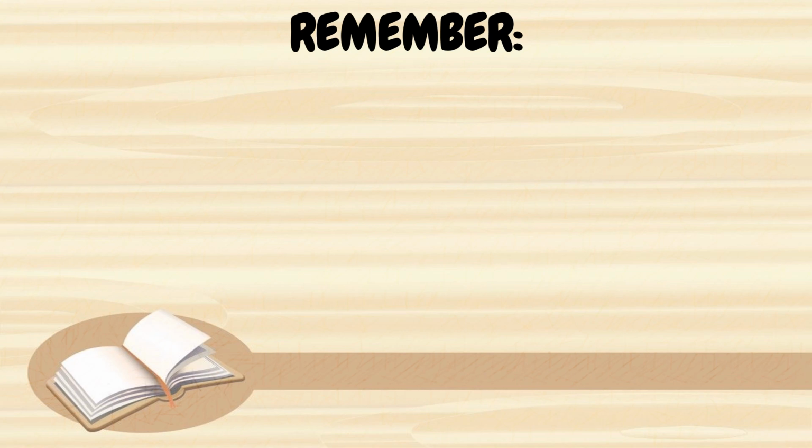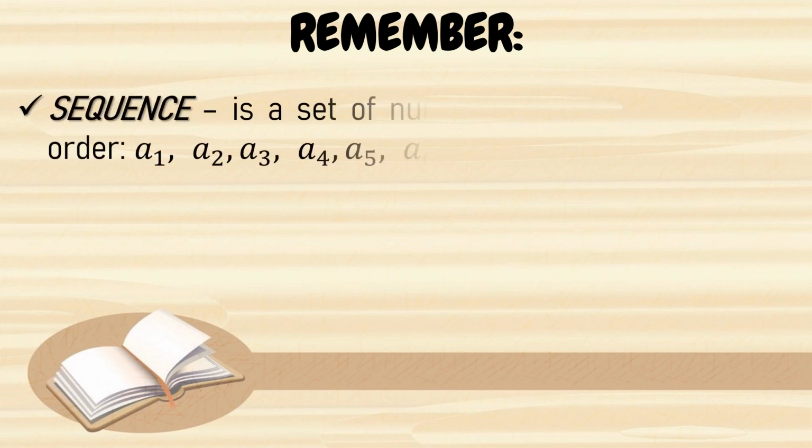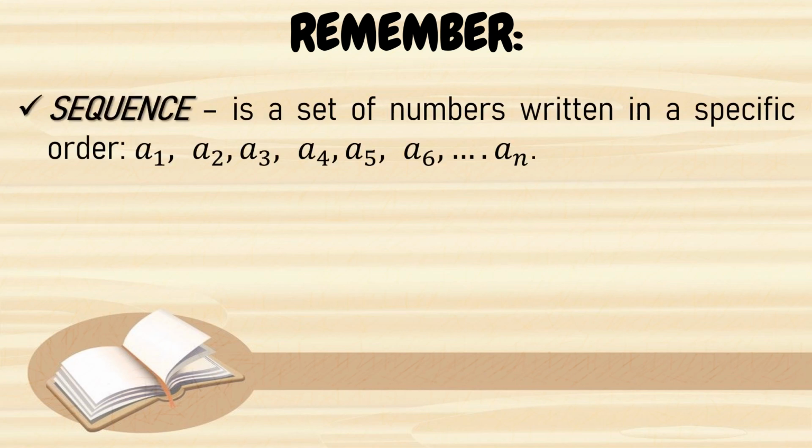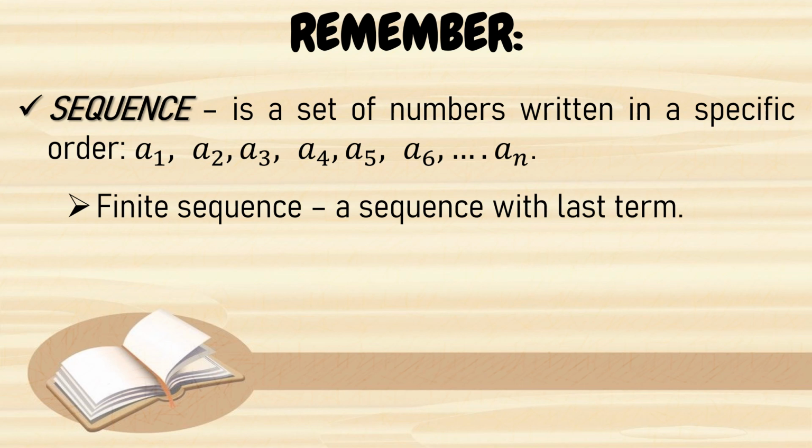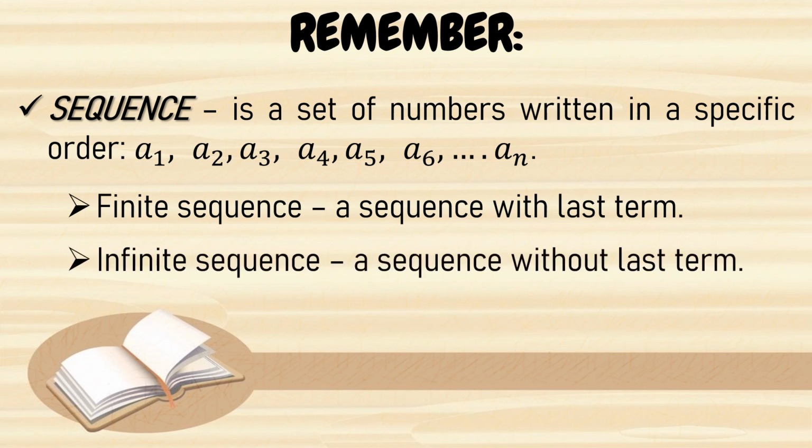Okay, so let us now summarize what we have learned about the sequence. When we said sequence, it is a set of numbers written in a specific order. A sub 1, A sub 2, A sub 3, A sub 4, A sub 5, A sub 6, and so on up to A sub n. So when we said finite sequence, it is a sequence with last term. And when we said infinite sequence, it is a sequence without last term.